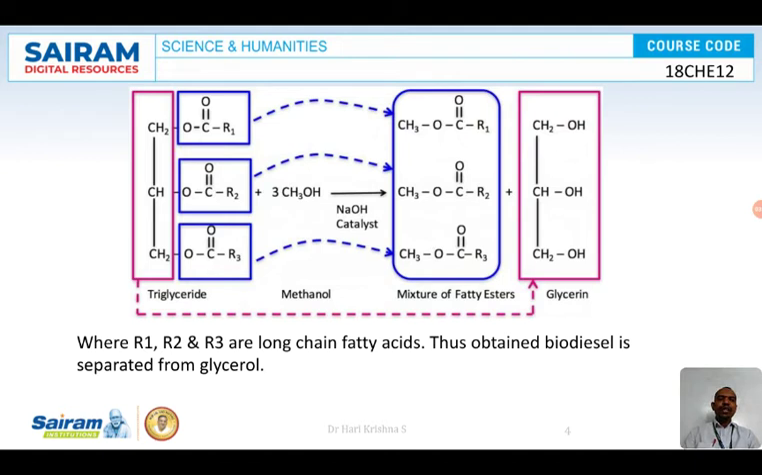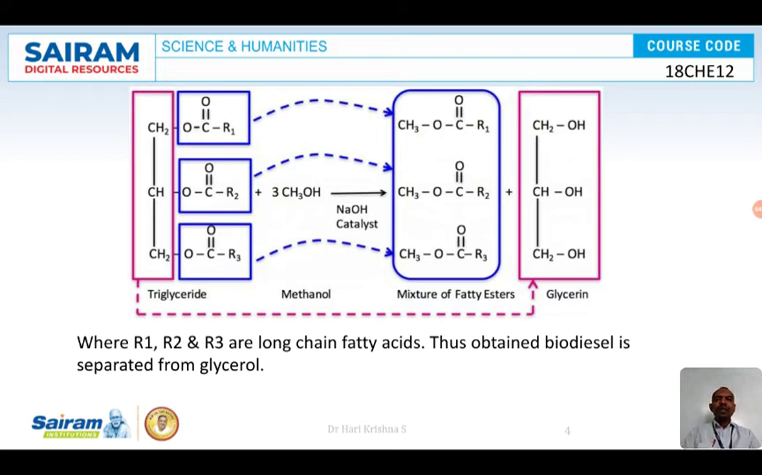This will be heated in the presence of an alcohol and an alkali. Usually we use sodium hydroxide, and if we use alcohol, that is methanol, let's see what product we are going to obtain. We take the triglyceride, add methanol in the presence of sodium hydroxide and catalyst, and heat. When we heat to 60 degrees Celsius, we obtain fatty acid methyl ester, that is FAME, and glycerol.